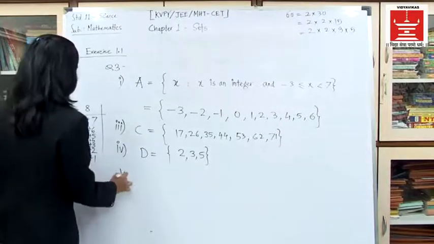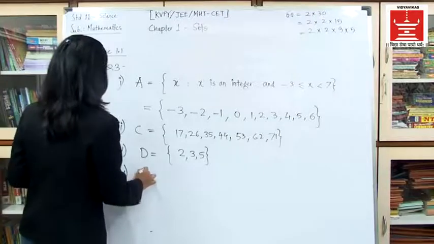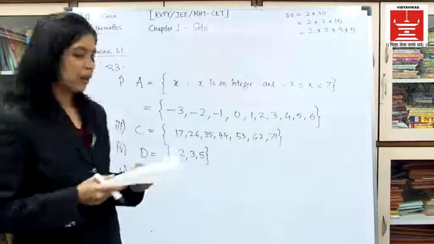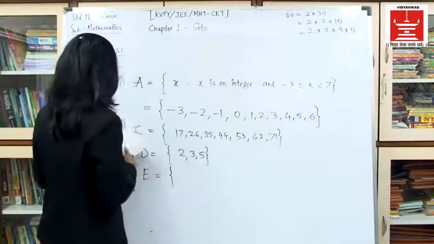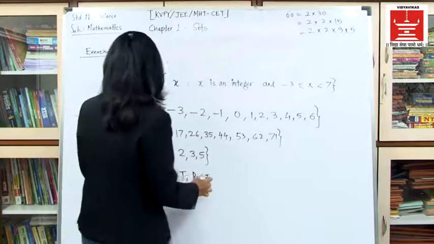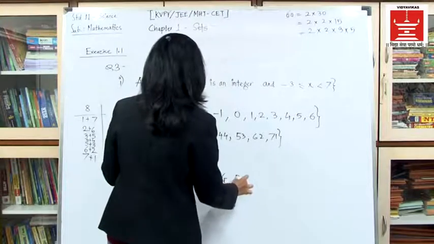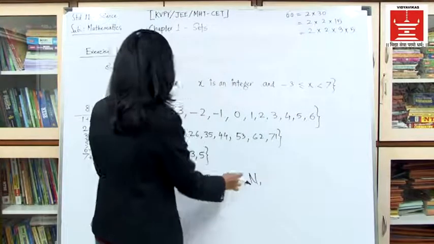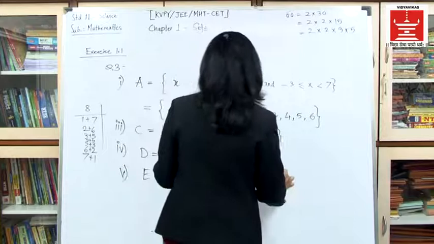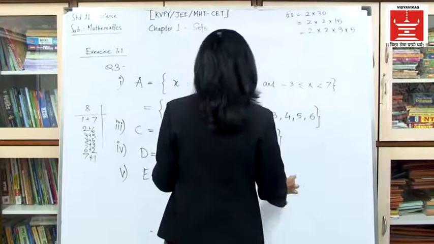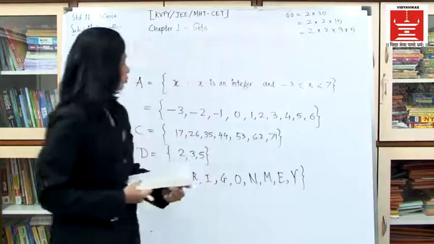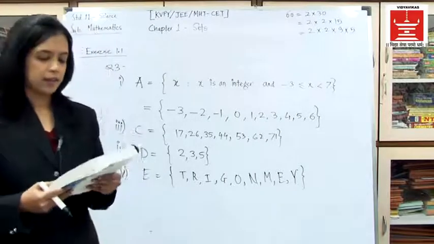Then E is denoted by the set of all letters in the word trigonometry. Again, what are the distinct letters that we have? T, R, I, G, O, N, O already there, so no need to write again. M, E, T already listed, R already listed, Y. So this is the required set.